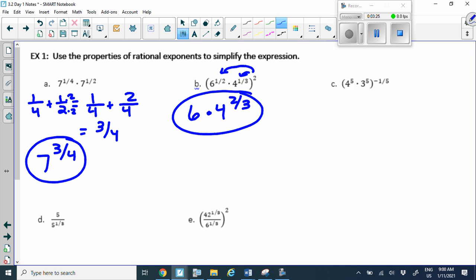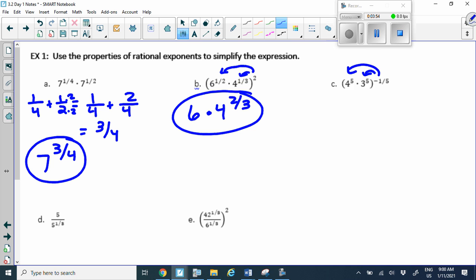Okay, let's look at part C. We have 4 to the 5th times 3 to the 5th. That's all being taken to the -1/5. Now you have options here because we do have that negative. You could bring all of this down into the denominator, or we could distribute first. It's kind of really up to you here, okay? Well, what I'm going to do is I'm going to go ahead and distribute, and then I will change it into a fraction at the end, because I don't like to start with fractions.